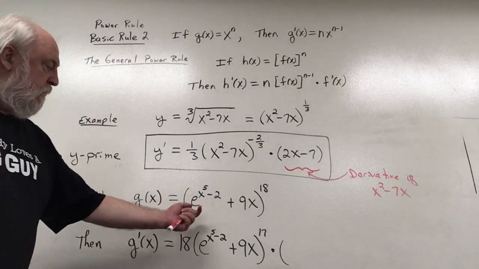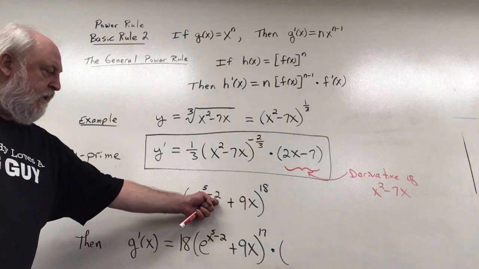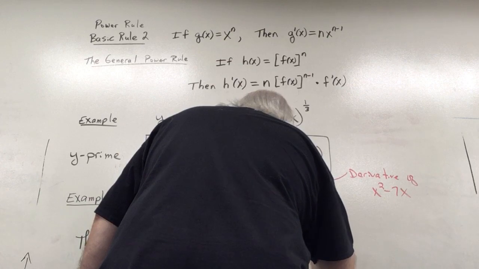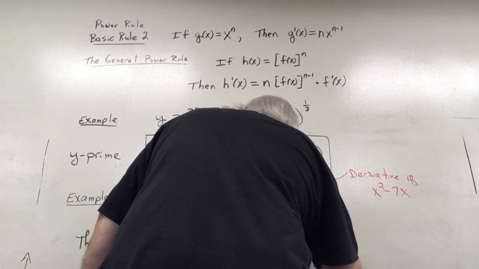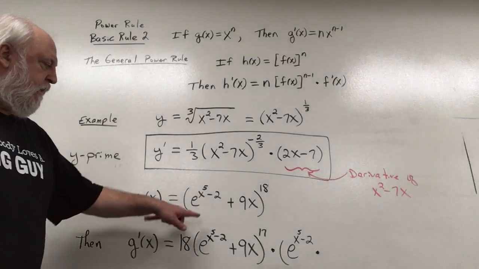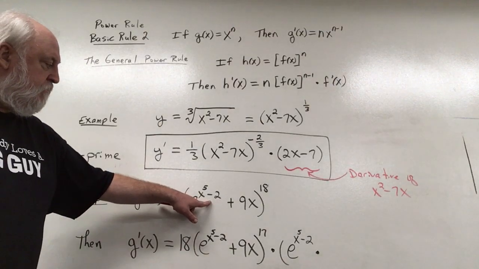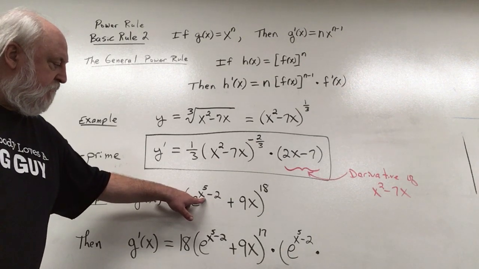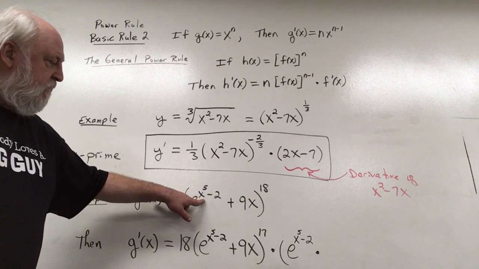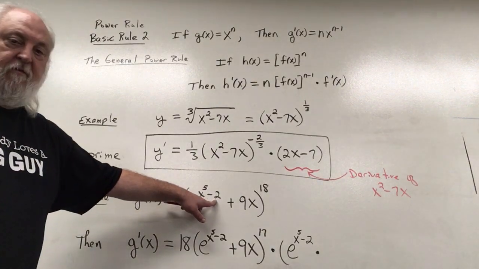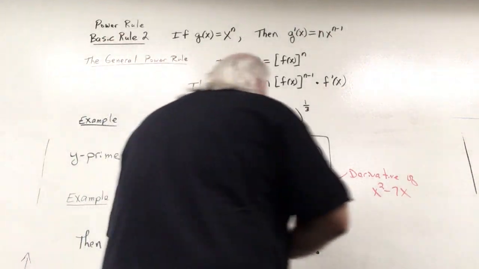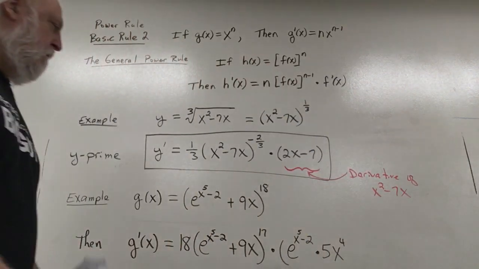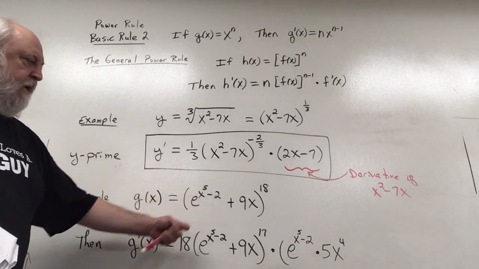Good review. The derivative of e to the x to the 5th minus 2 is itself, and then we have to apply the chain rule in the derivative of e to the x to the 5th minus 2, because this is not just e to the x. And so the derivative of this exponent, x to the 5th minus 2: the derivative of x to the 5th is 5x to the 4th, and the derivative of the constant minus 2 is 0. So we have times 5x to the 4th. So that's the derivative of e to the x to the 5th minus 2.